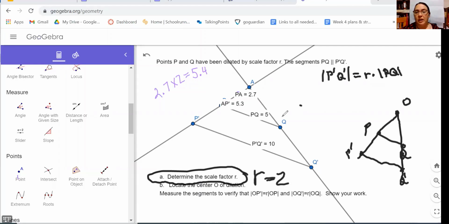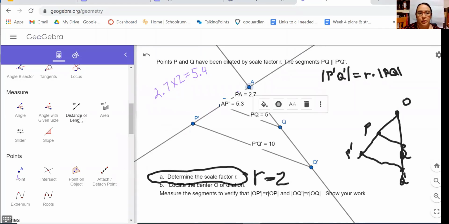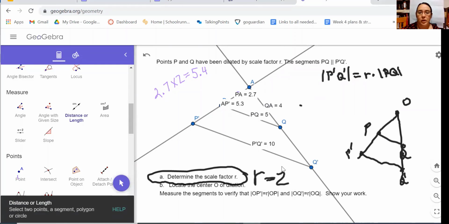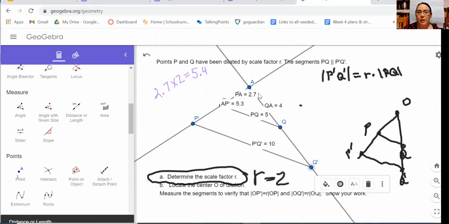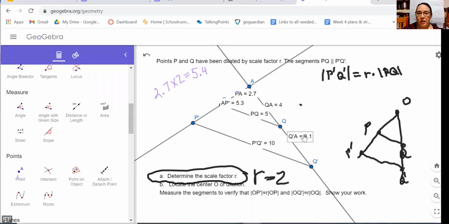Is this the center that would dilate Q to Q prime? I'm going to measure now the distance from Q to A. Measure the distance from Q to A, and that was 4. And now I'm going to measure the distance from Q prime to A. Okay, and there now I'm getting 8.1. So again, we see that with the exception of a little bit of error in my artwork, we do have a doubling of the lengths of the segments. So it certainly looks like this is the scale factor. And that's what the converse of the fundamental theorem of similarity says.